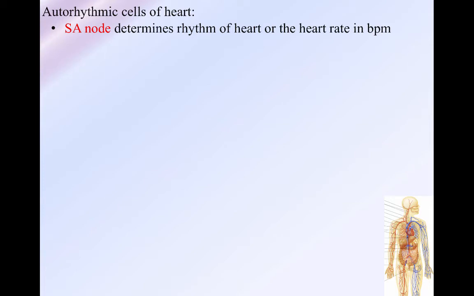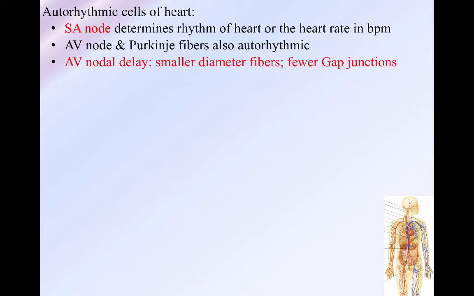Again, as we've already said, the SA node is really the pacemaker of the heart. And so in healthy hearts, it's the SA node that determines the rhythm or the resting heart rate. Now, other tissues can take over that function if there's something wrong with the SA node. And so the AV node or even other cells might take that over. And so we find that all of the nervous tissue in the heart is actually autorhythmic. But the SA node is the normal pacemaker.